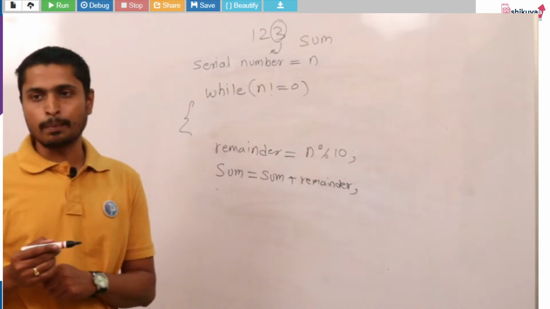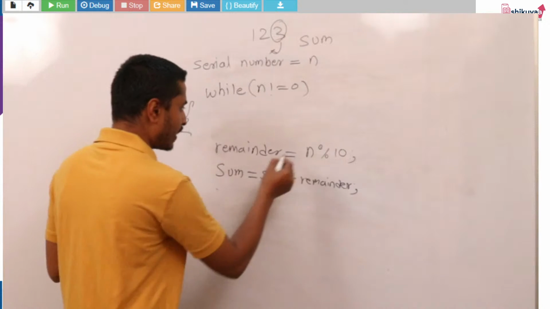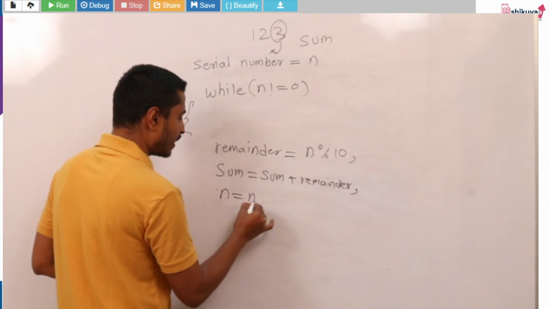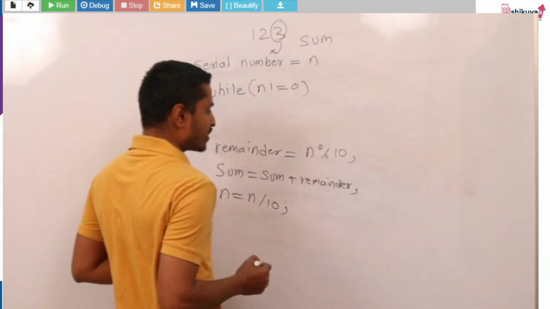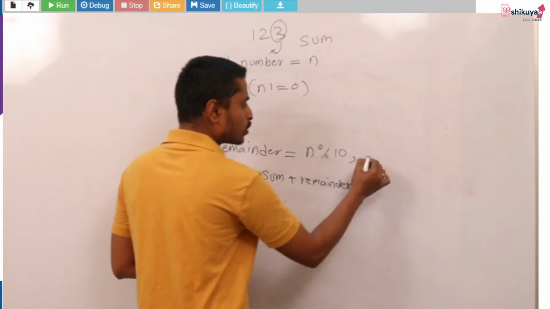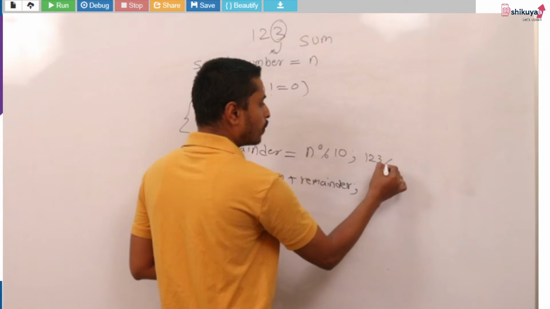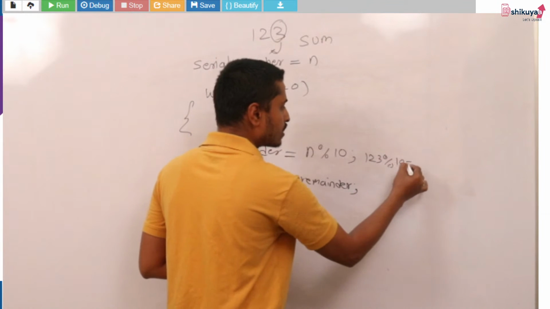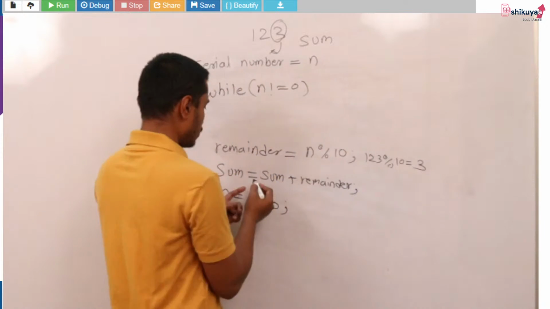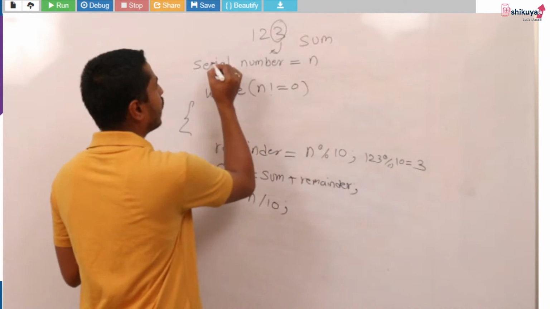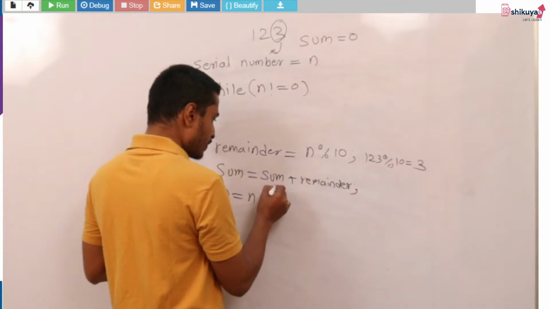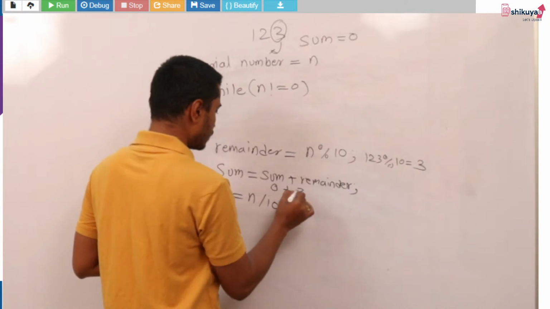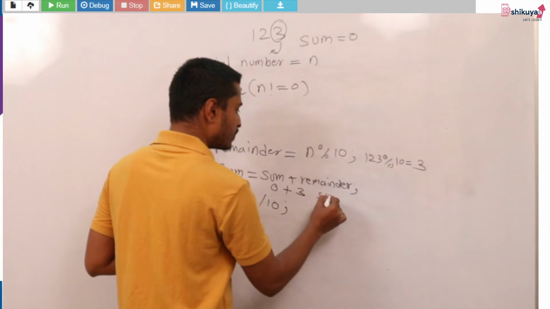Sum is equal to sum plus remainder. And after that, again n is equal to n divided by 10. So, for example, if you consider 123, then 123 mod 10 is equal to 3. Initially we have to give sum is equal to 0. We add this sum, 0, plus the remainder, that is 3. So sum will become 3.